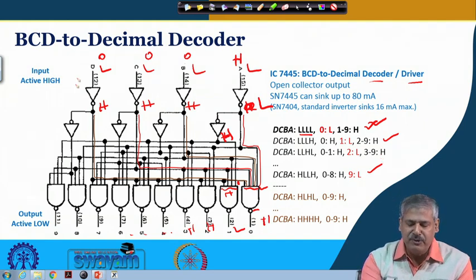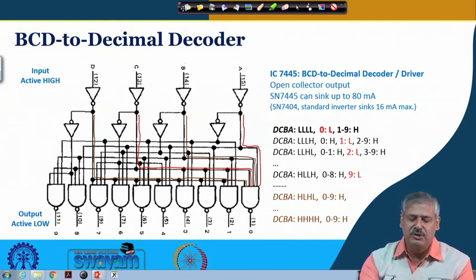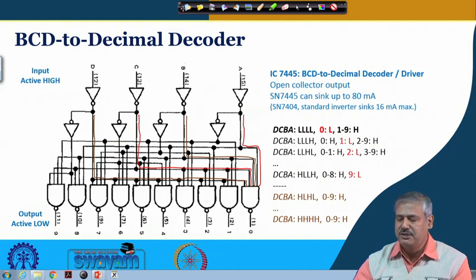Now with these four inputs we can have 16 possible combinations, but since we know for sure that the input is a binary coded decimal, only 0000 to 1001 is expected.